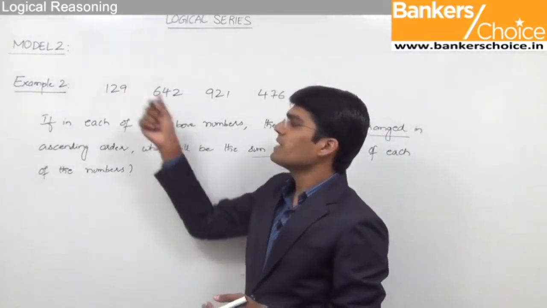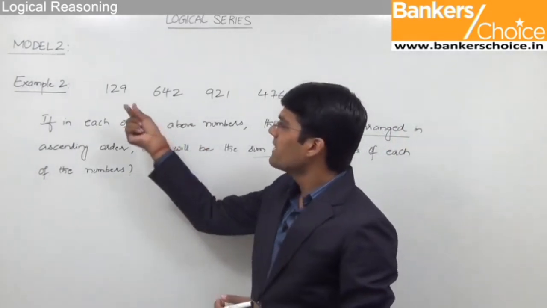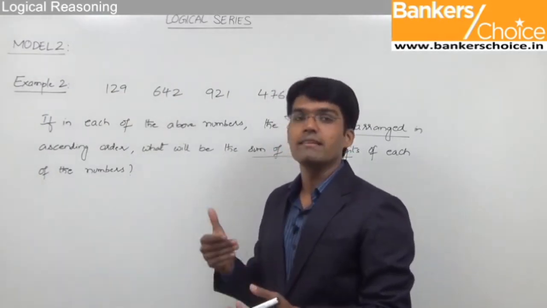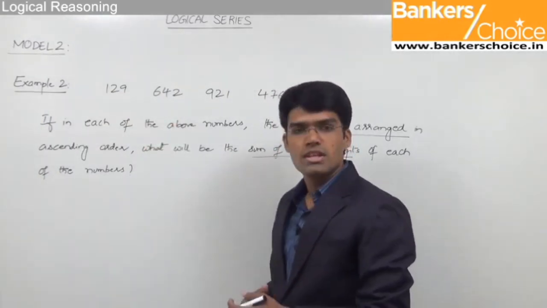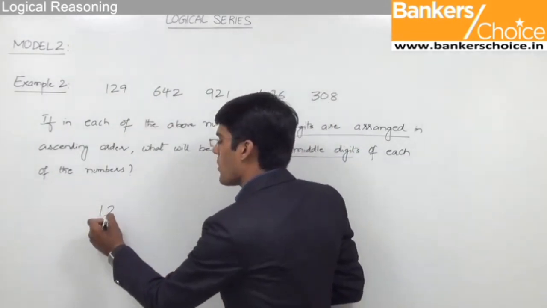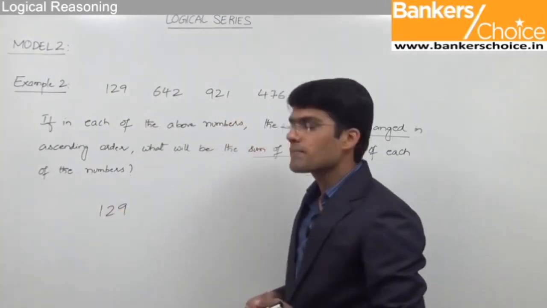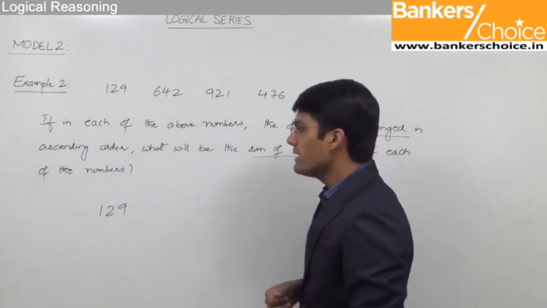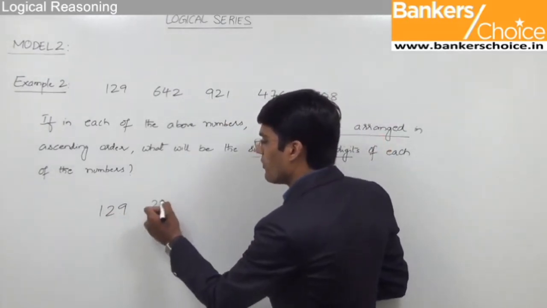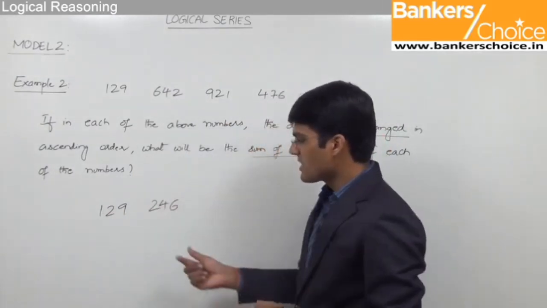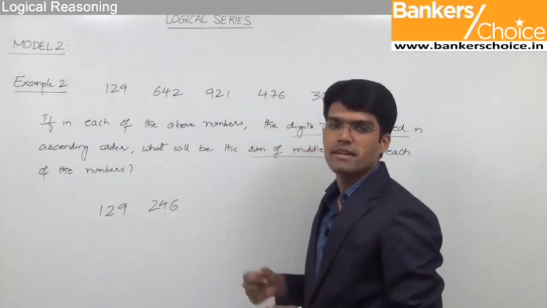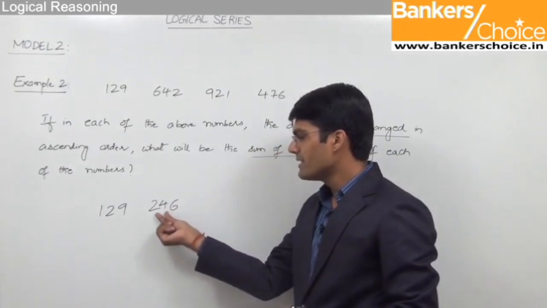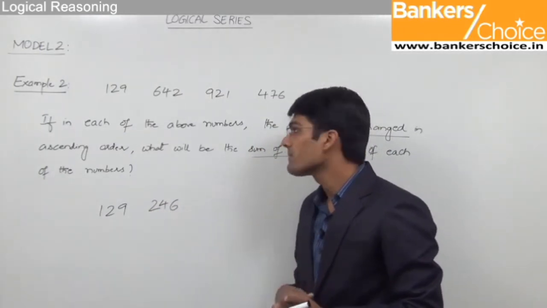Let us take the first number 129. As you can see, the digits of the number 129 are already in ascending order, that is an increasing order. So here we need not change the order and the number remains 129 as it is. In the number 642, when the digits are arranged in ascending order, the first digit will be 2 followed by 4 and 6. So as you can see, 642 when arranged in ascending order becomes 246. The lowest number, then the second lowest and the highest.